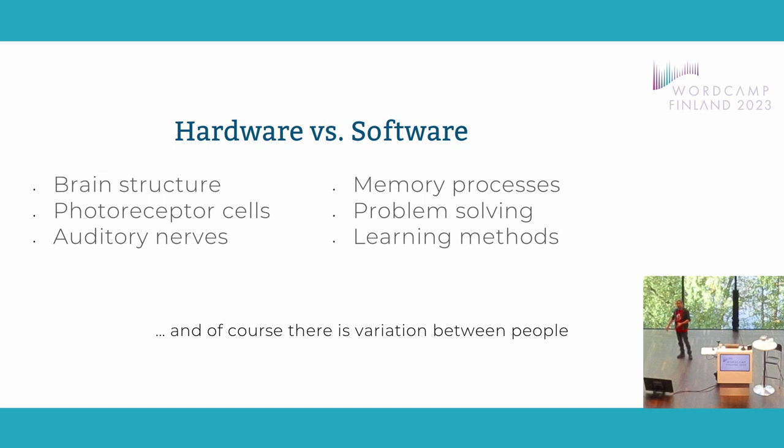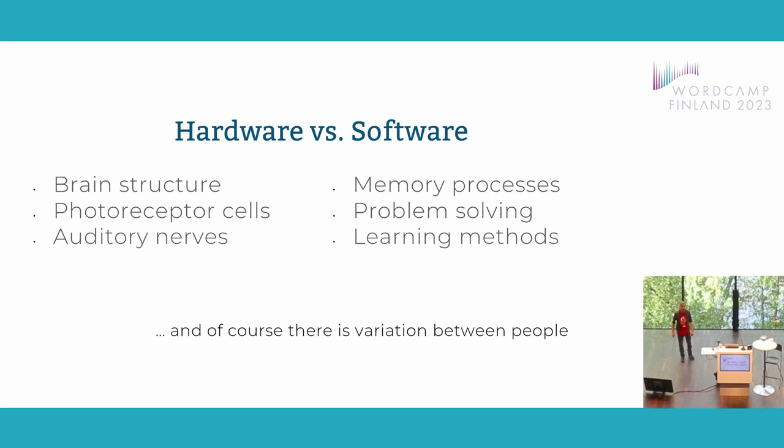So basically we have two kinds of things. We have our hardware, which has been the same for a long time: our brain structure, photoreceptor cells in our eyes, our auditory nerves. And we have our software, which is our memory processes, our problem solving methods and learning methods. The software is something that keeps changing. We can develop ourselves even in our individual lifetime, and we can try to change how this software part works. There are limitations, of course, because of the hardware, but there is this kind of distinction.